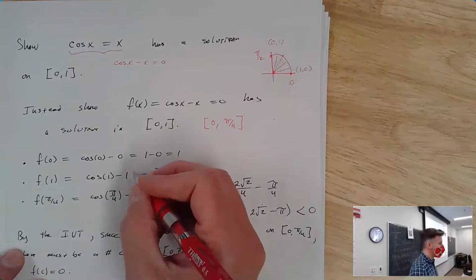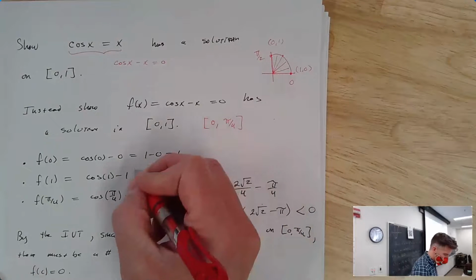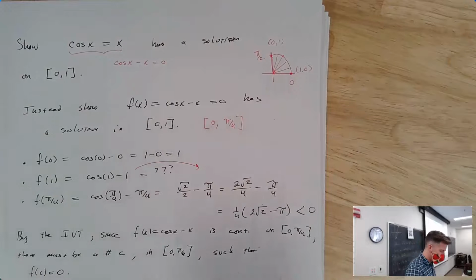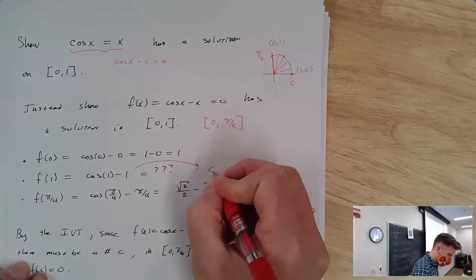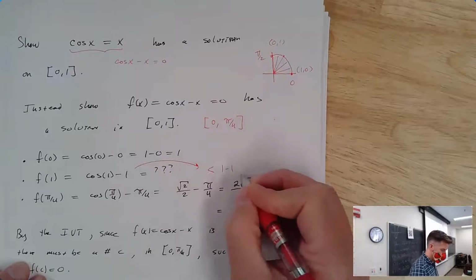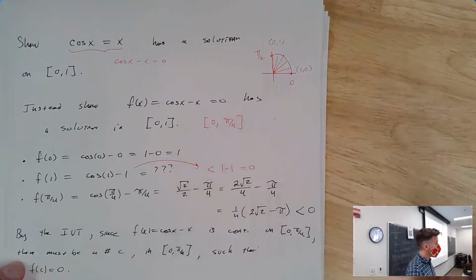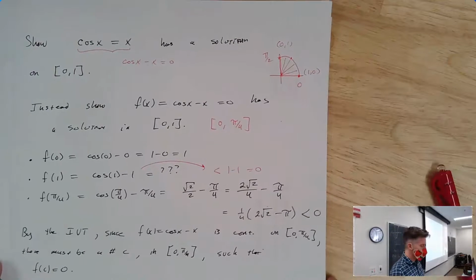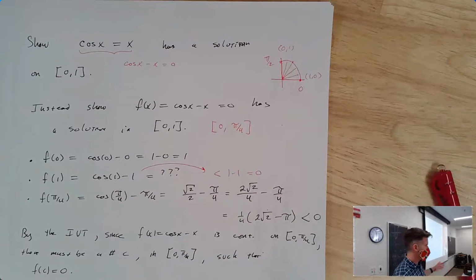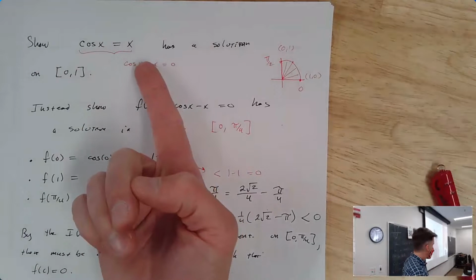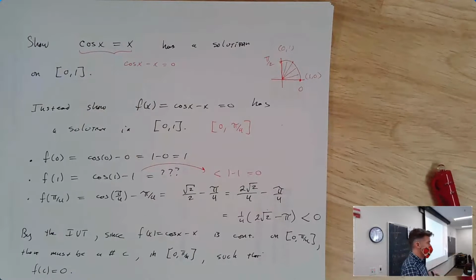So what we could have said, and this takes a little more thinking, is that cosine of 1 minus 1 is definitely less than 1 minus 1, which is 0. That also works. That's probably how math teachers might show it. But either way, it's fine. That's most of what we do with the intermediate value theorem: we use it to show equations have solutions. I have no idea what the solution to this equation actually is. It's something between 0 and pi over 4. That's all I got.